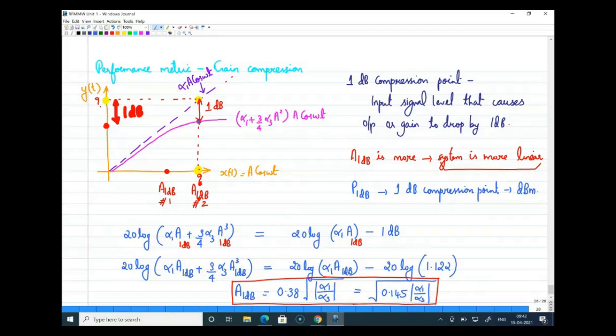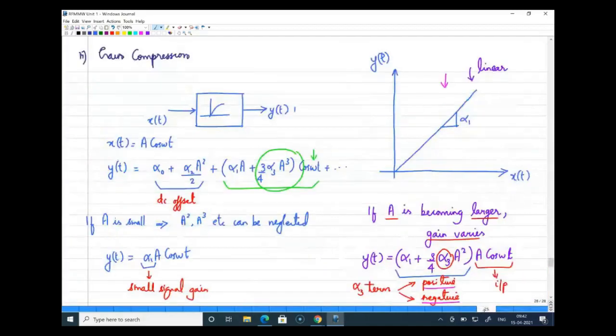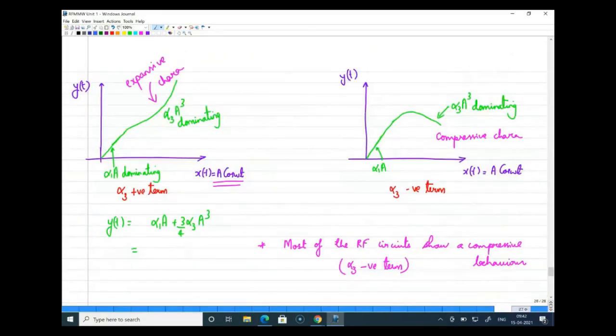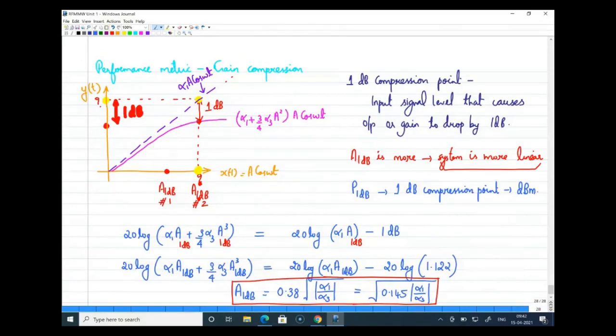Okay, so I will show the simulation of this 1 dB compression point probably next class. Before that, I just want to discuss one more effect of nonlinearity, and after that I can take questions from you guys. What we have discussed now is called gain compression. I hope you understood what gain compression is, the two types of behavior, how we are limiting only to gain compression, and finally a performance metric for gain compression.